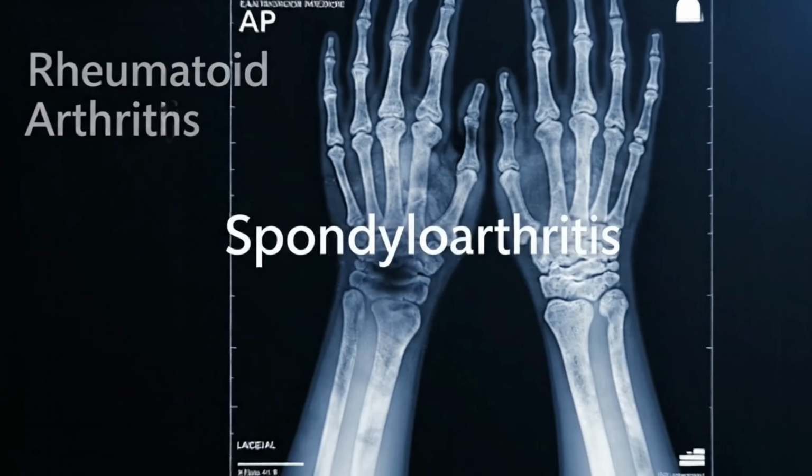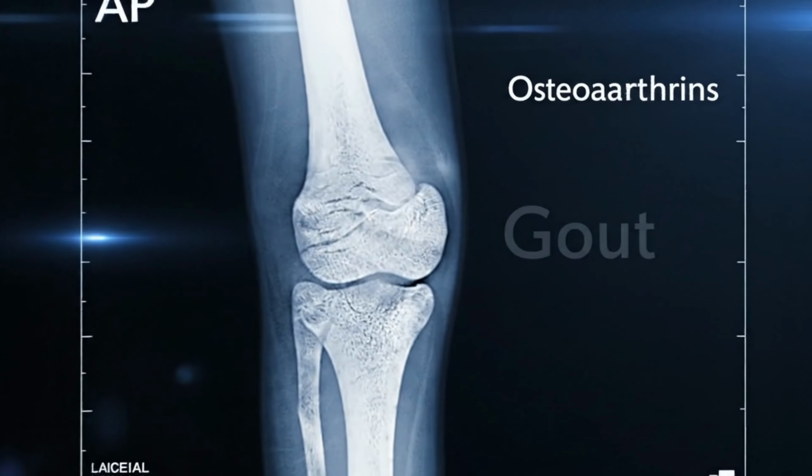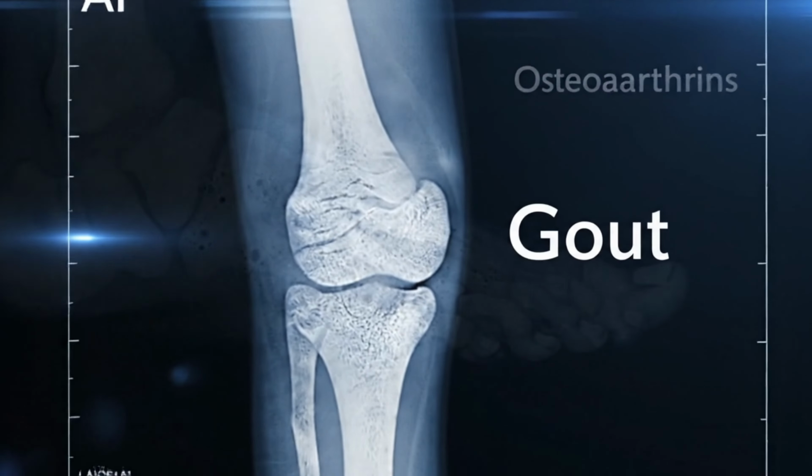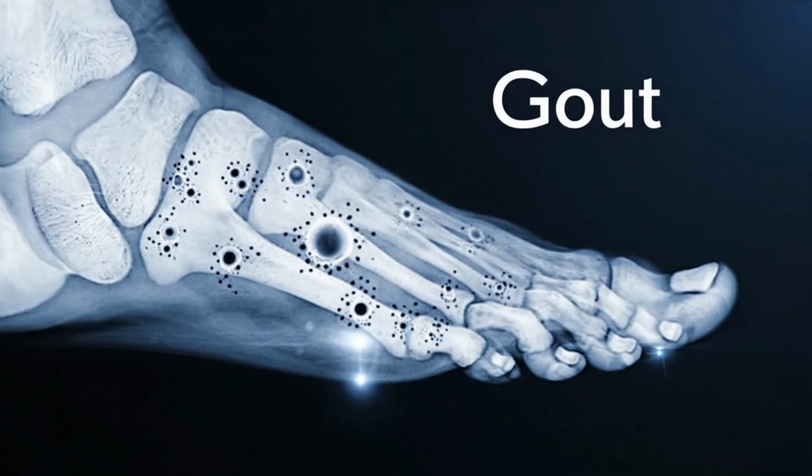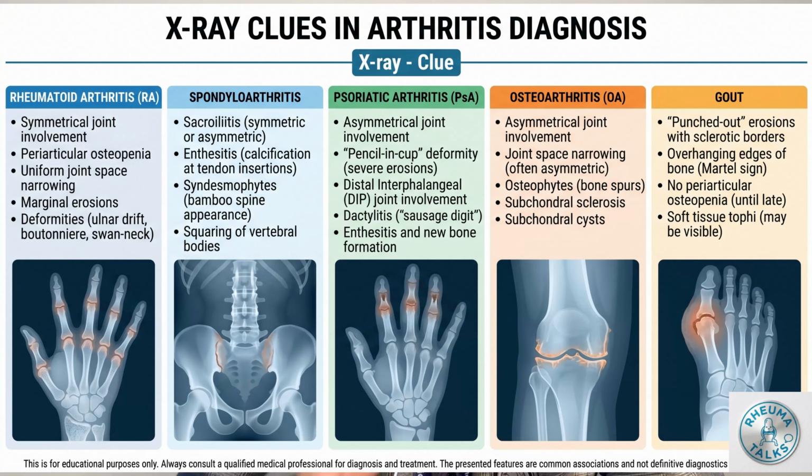Okay, so X-ray we basically use for diagnosis of various diseases like your rheumatoid arthritis, spondyloarthritis, psoriatic arthritis, then osteoarthritis, then crystal associated arthritis like your gout or CPPD for example. Okay, so each of these diseases will have different findings on X-rays. So based on those clues, we can proceed to a proper diagnosis and investigate towards a proper diagnosis for you.